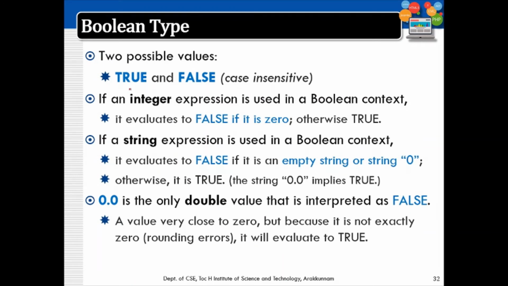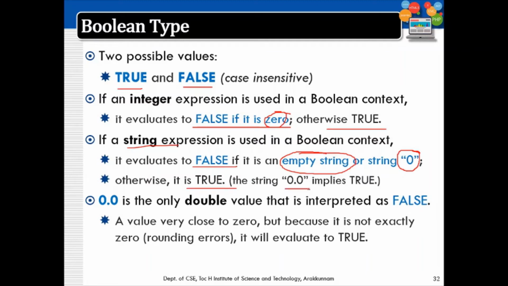Boolean type is quite similar to what we have already studied. True or false are the two possible values. An integer expression, if used in a Boolean context, evaluates to false if it is 0. All other values will be taken as true. Only 0 will be taken as false. If we use a string expression, only the empty string or the string "0" within double quotes will be taken as false. All other values will be true.